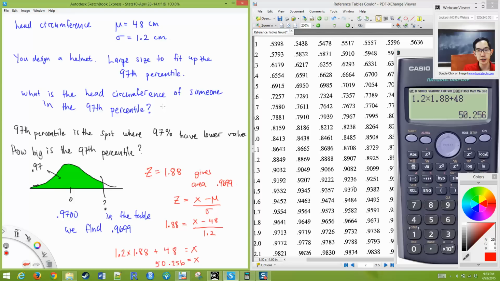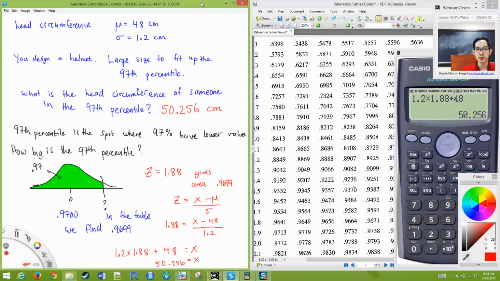So I got 1.2 times 1.88, and I added 48 to both sides, so I'm left with x on this side. And then I have 48 plus 1.2 times 1.88. Okay. Is that all right? So it's just solving for an unknown in algebra. You guys should be able to do that. Okay. All right. Anybody else?